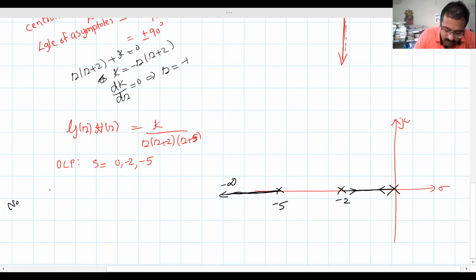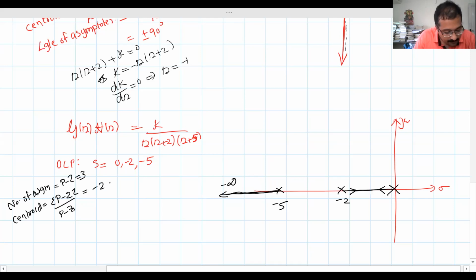Now, number of asymptotes. How many? P minus Z. That means 3. Centroid. How will you find? Sigma P minus sigma Z divided by P minus Z. If you do that, you will get -2.33. Okay, minus 2.33. Angle of asymptotes. How to find the angle of asymptotes? Plus or minus 180 into 2n plus 1 divided by P minus Z. You put n equal to 0 and 1.